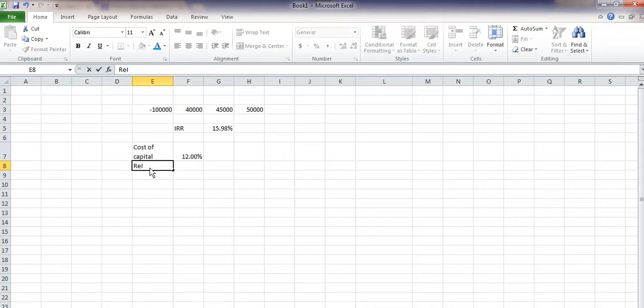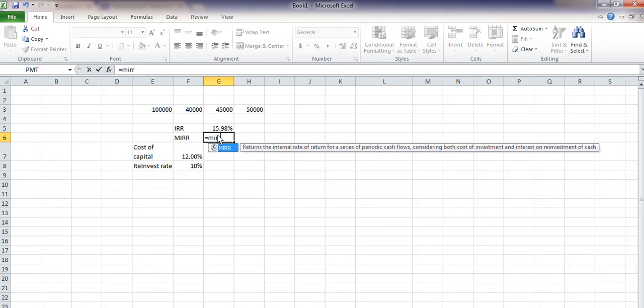Suppose the reinvestment rate here is 10%. These cash inflows 40,000, 45,000 and 50,000 have been invested with only a 10% rate of reinvestment. Now we find what the value of MIRR is.